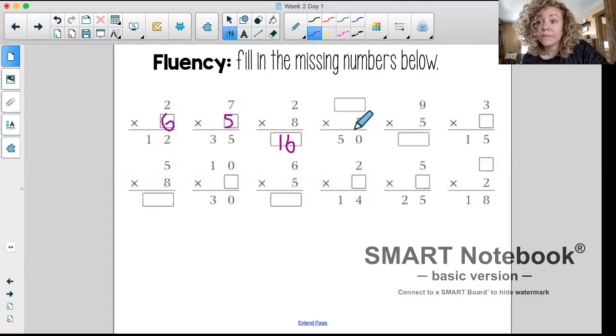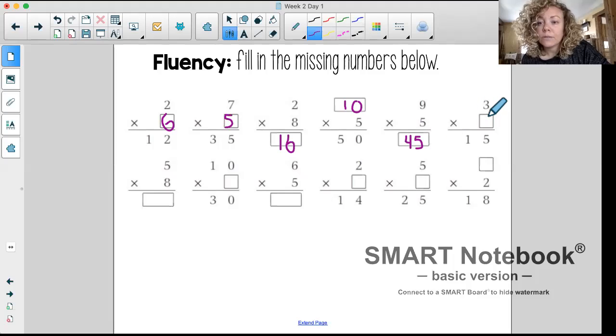Times 5 is 50. Let's skip count by 5. 10 times to get 50. 9 times 5, 45. Remember, you should have already done these. Don't write down my answers. Make sure you already did these before.